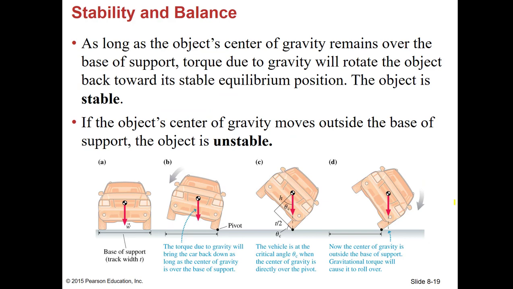Okay, so as long as an object's center of gravity remains over the base of support, the torque because of gravity, remember gravity is a force, acting some distance from the pivot point, is fine. Now if you go away from the point of support, you could fall over. So if the object's center of gravity moves outside the base of support, it's unstable. You're going to move one way or the other.